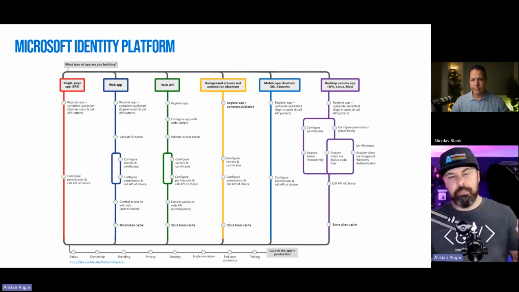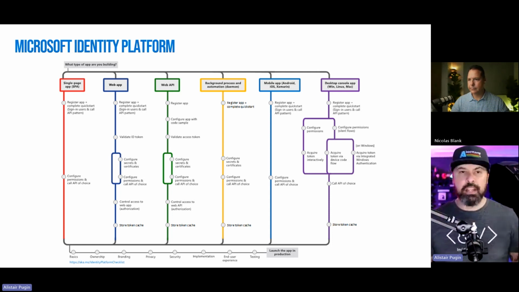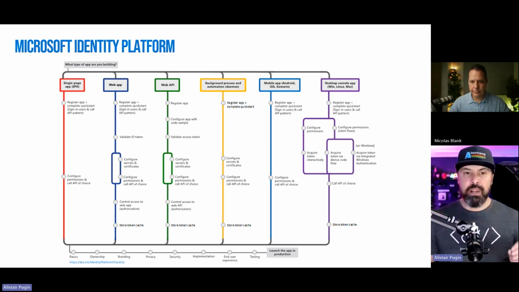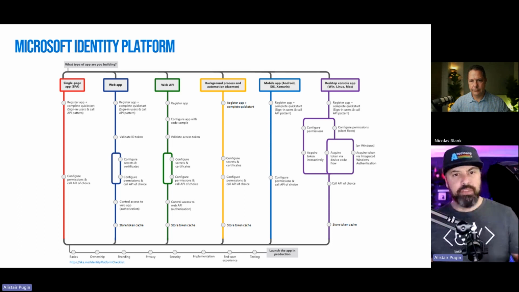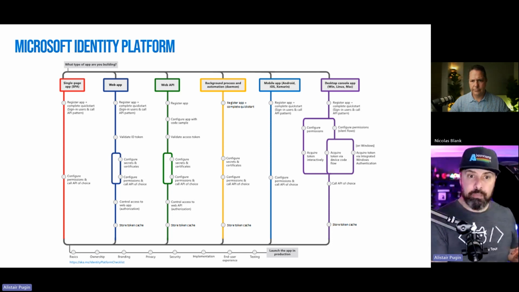So these are the types of applications, and it's a nice guide. You can actually have a look at it at aka.ms/identity platform checklist. So if you are wanting to deploy applications to Entra ID, these are the types of applications that Entra ID supports.